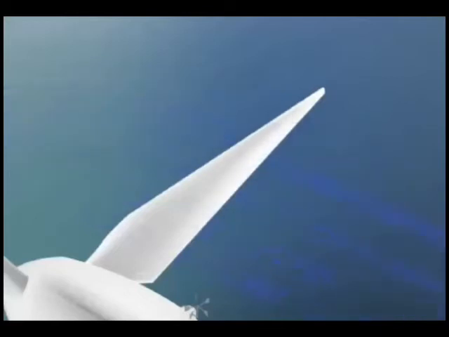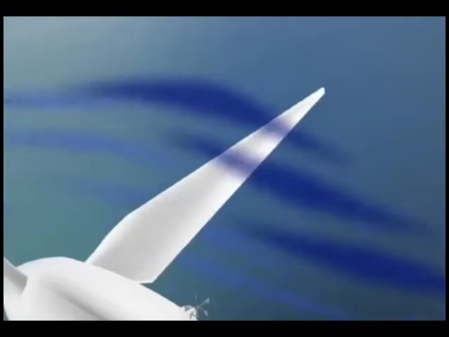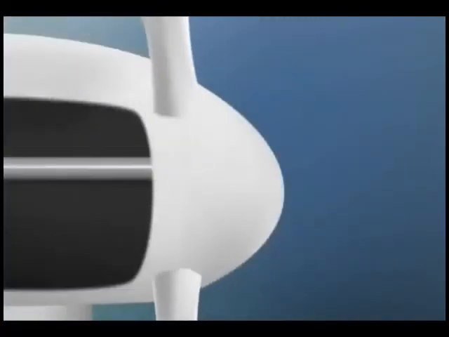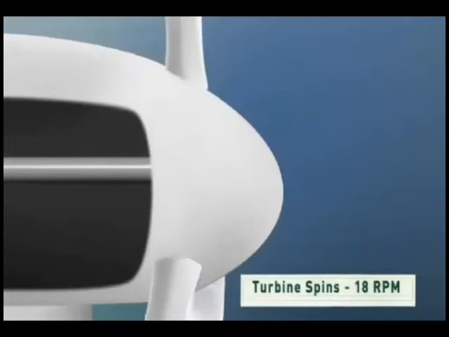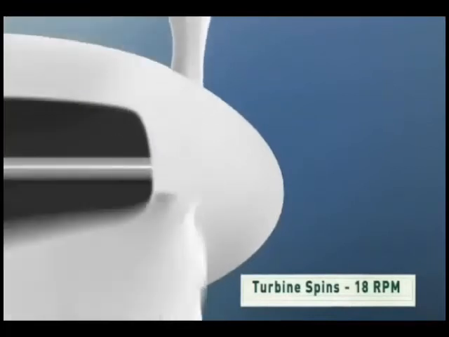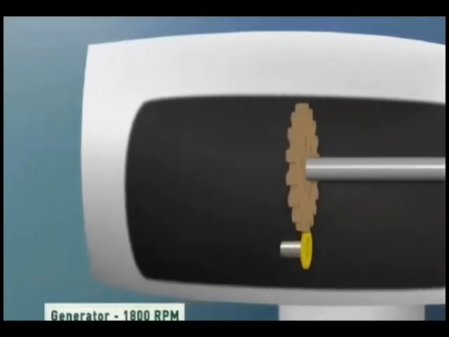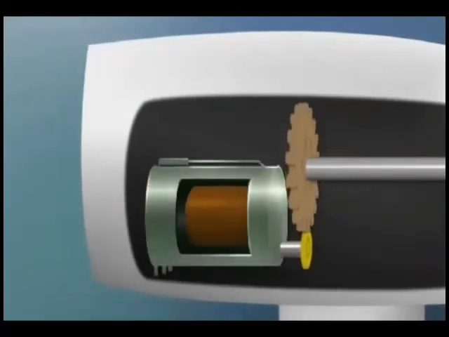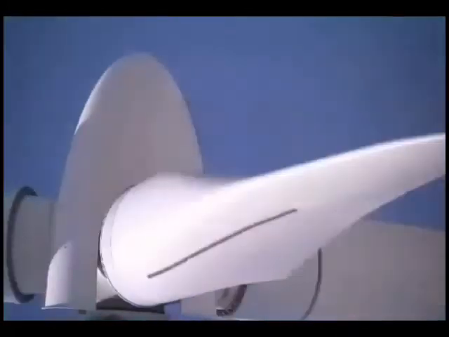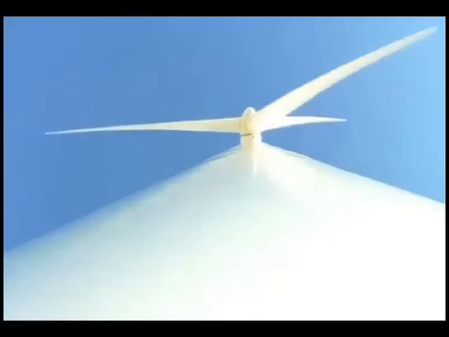The wind power rotates the huge blades present in the wind turbine. This rotation rotates the generator. The rotation of this wind vane will be about 18 rpm, 18 revolutions per minute, which is very small. This should be increased, which is done with the help of the gear arrangement. The gear arrangement in turn is connected to the generator, and the generator rotates at a speed of 1800 rpm. This generates electricity.